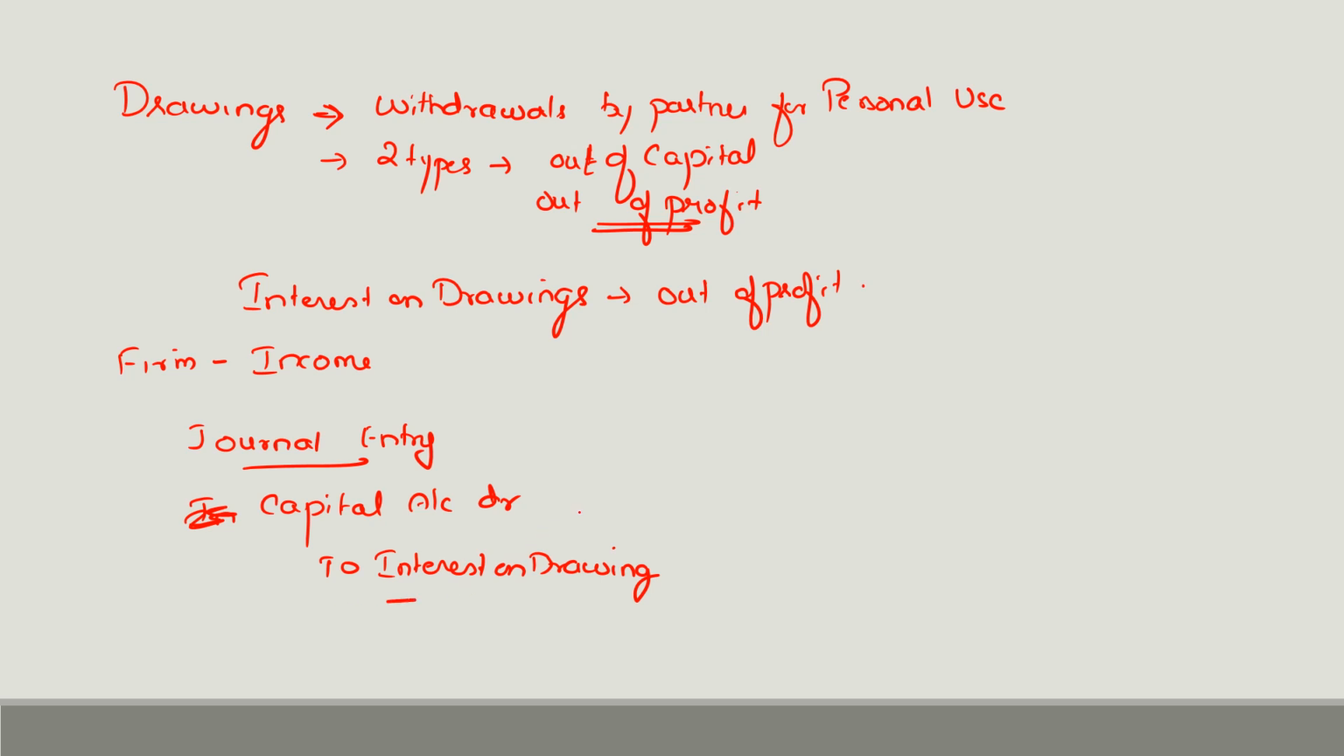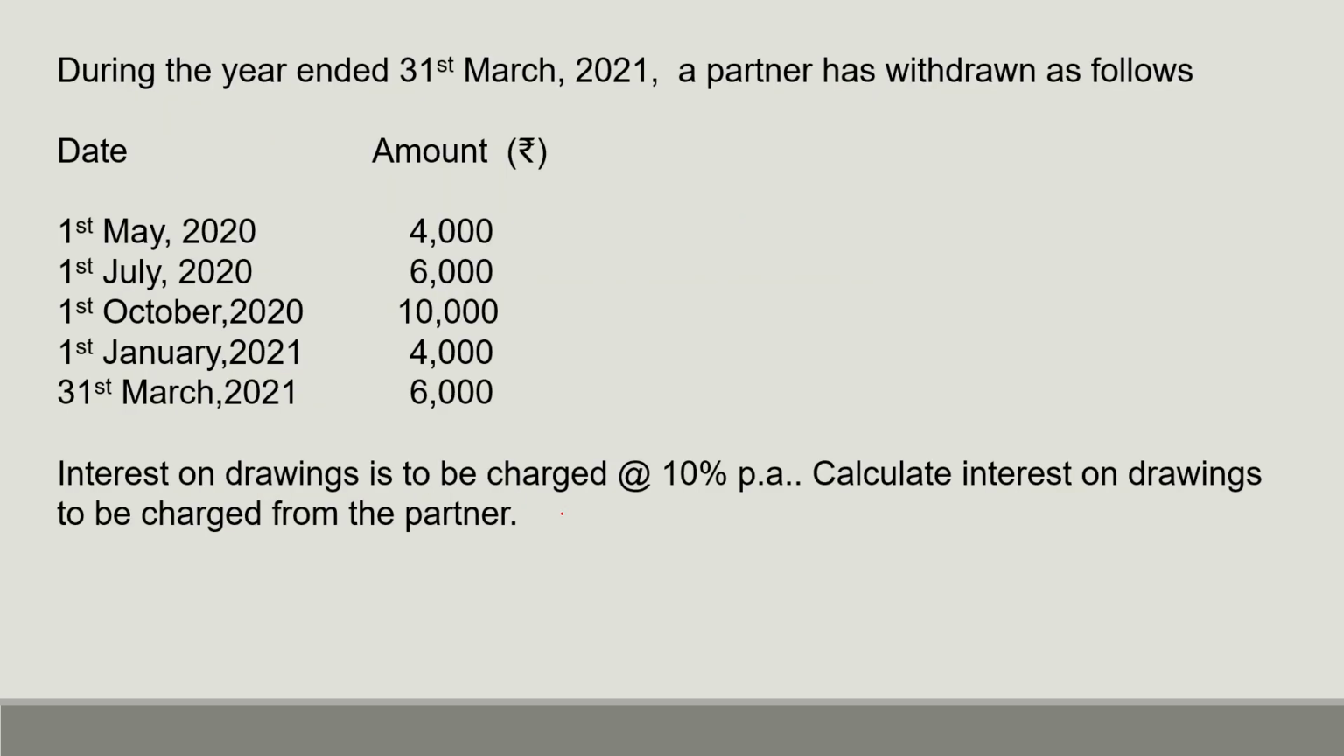Now having understood this, let us go into the actual computation. Please note down this question. We will solve this question in both ways. Now this drawings out of profit also can be of two types. One when there is an irregular drawing and other when there's a regular drawing. In today's session, we'll be learning the computation of irregular drawings, how to calculate interest on it.